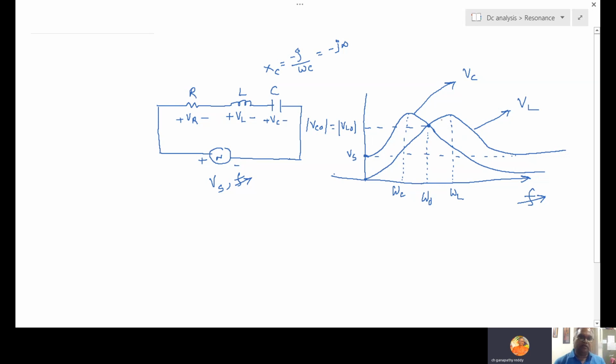So there is always a misconception that at omega naught both are equal, and that itself is the maximum. No, that itself is not the maximum. Whatever value you get, they are equal, but at some other frequency omega C, VC is maximum. At some frequency, VL is maximum. That is the basic concept.